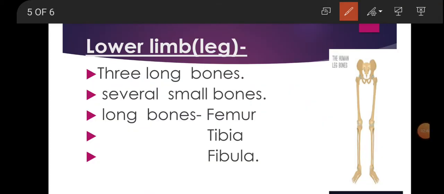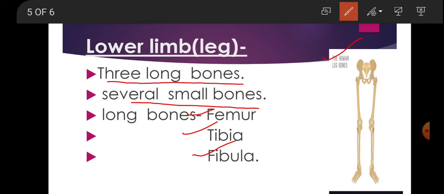Look at this picture. This is our lower limb, which is called leg. The lower limb has 3 long bones and several small bones. Long bones are femur, tibia and fibula.